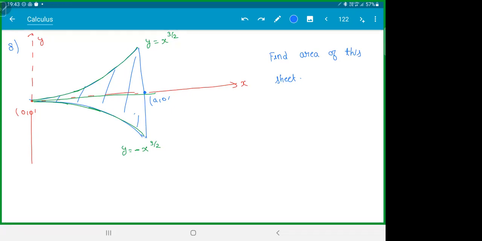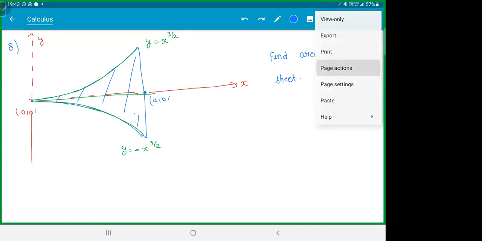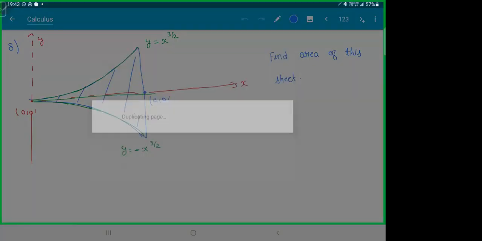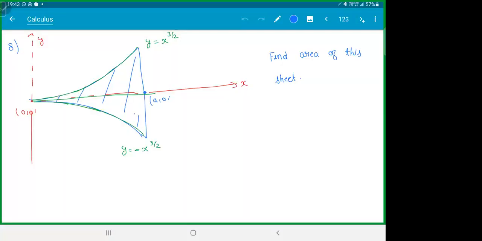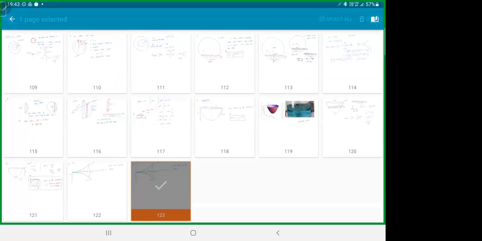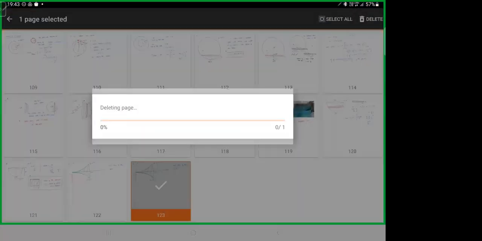Let's see. 4 by 5. Okay, we got few answers. Let's see. 2a power. We will just take 1/2 of it and we'll finish it off.